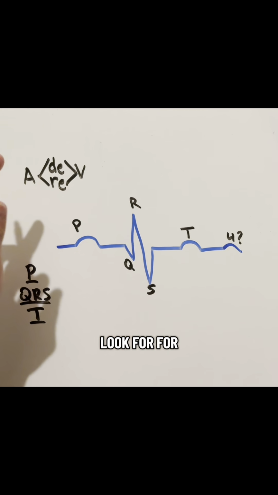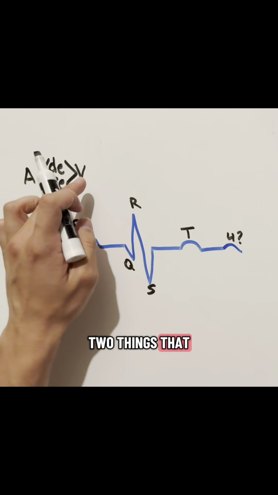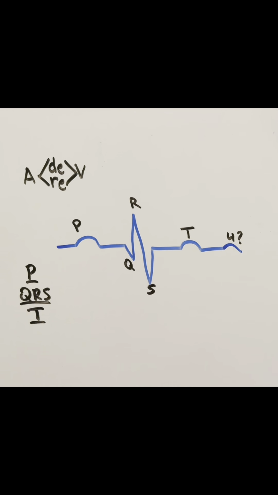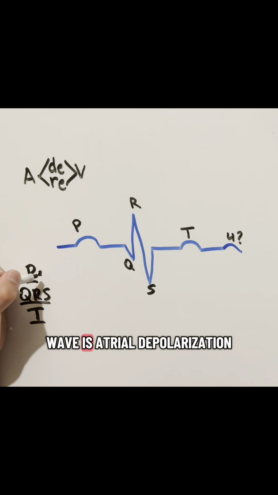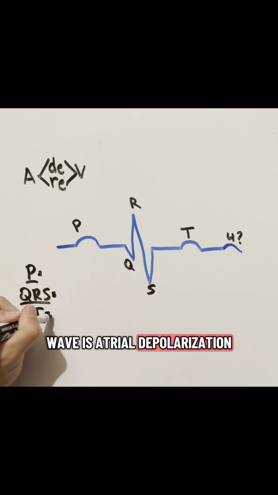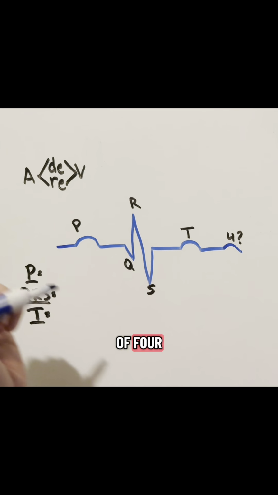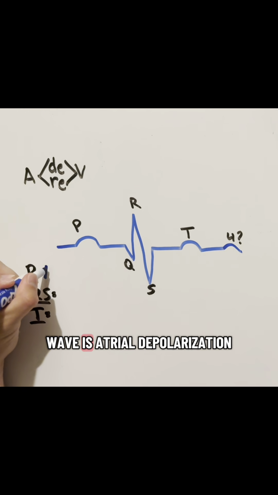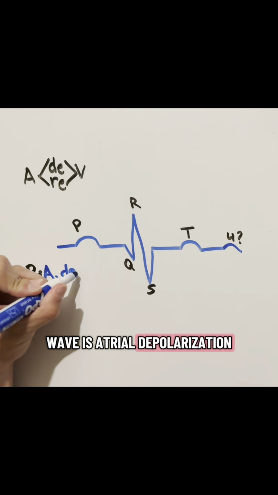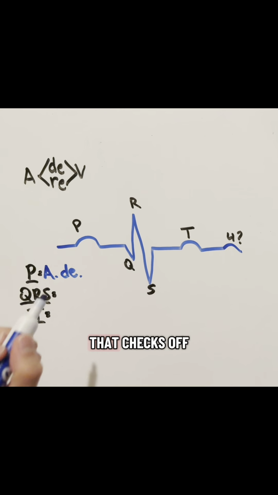So the 2 things that we look for in the atria are the same 2 things that we look for in the ventricles. Now the P wave is atrial depolarization. So the P wave actually marks off one of those things. Since we're looking for 2 things with the atria and 2 things with the ventricles, we are looking for a total of 4. But the P wave is atrial depolarization. That checks off 1.